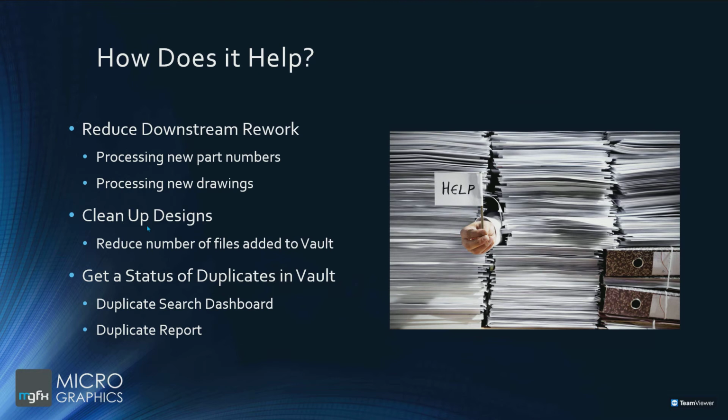From an admin perspective, this allows you to also get a status of how many duplicates exist in Vault. We'll look at the duplicate search dashboard where we can get a percentage of duplicates, and we can get the actual statistics of Vault and how many duplicates are within Vault. That can also be exported as a report from the dashboard. You can export it as an Excel spreadsheet, which allows for any processing of that report going forwards.